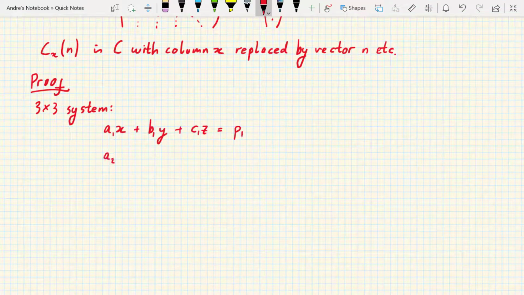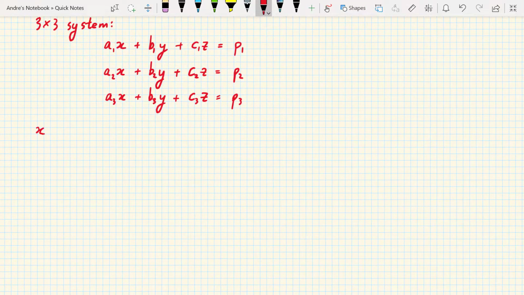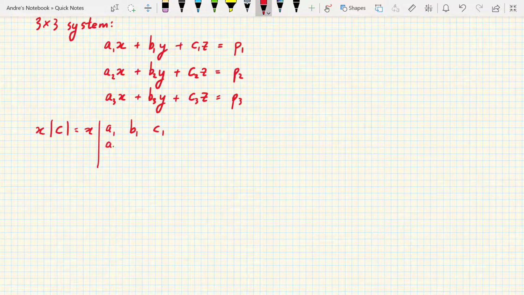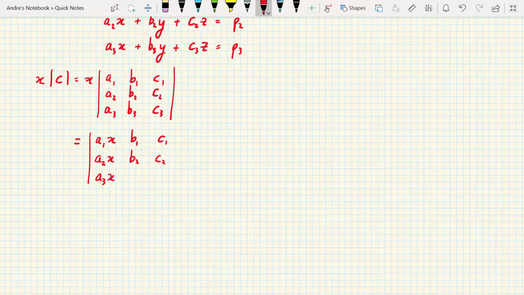Then matrix C is A1, B1, C1, A2, B2, C2, etc. Now consider x times the determinant of C. Now multiplying a determinant by a scalar is the same as multiplying all the elements of any single row or column by that scalar. So our expression is equal to the determinant of a1x, b1c1, a2x, b2c2, a3x, b3c3.